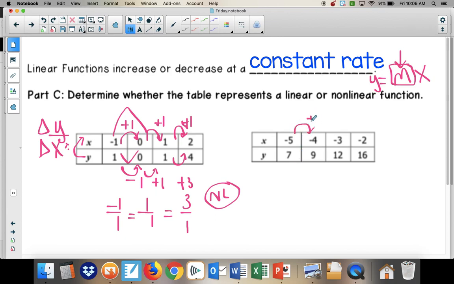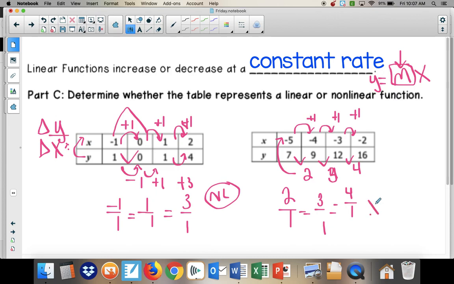-5 to -4 is increasing by 1. Again, increasing by 1. Again, increasing by 1. So if I look here, 2, oh, my bad, 3, 4. So if I take y divided by x, 2 over 1, does that equal 3 over 1? Does that equal 4 over 1? Nope. So again, this is nonlinear.